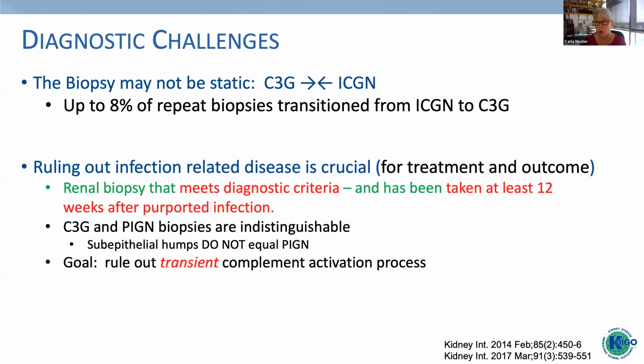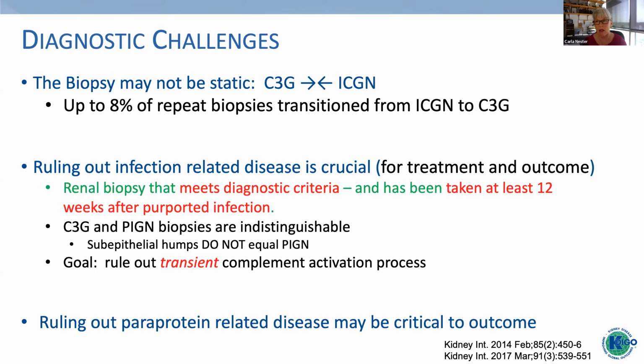Why do we stress working this out, separating these 2 diseases? Because, of course, post-infectious GN, which occurs more commonly in children, yes, but does occur in adults, is a transient complement activation process. It should not give you chronic glomerulonephritis. Yes, we can agree that C3G patients may present after an infection, but they should still continue to have glomerulonephritis well past the 12-week time frame.